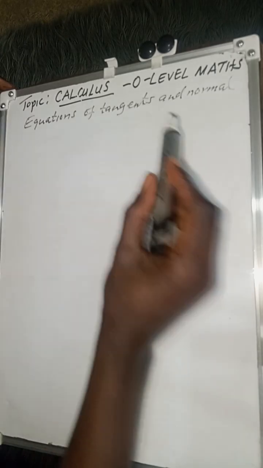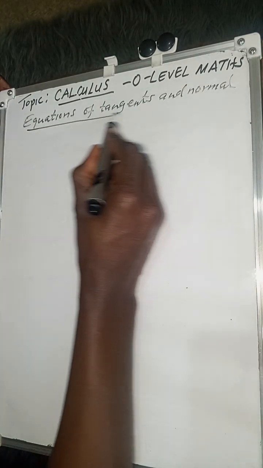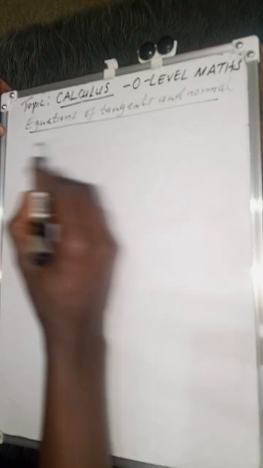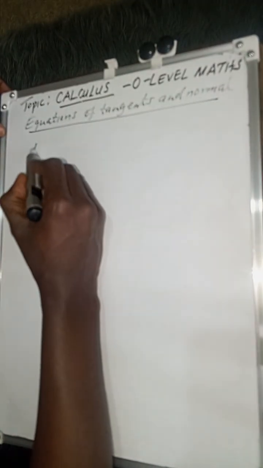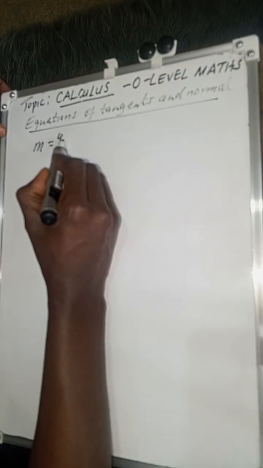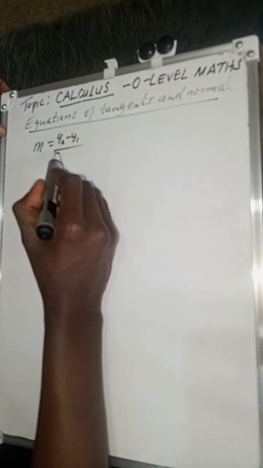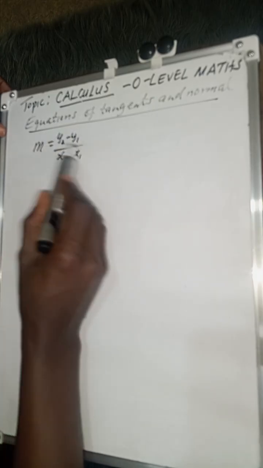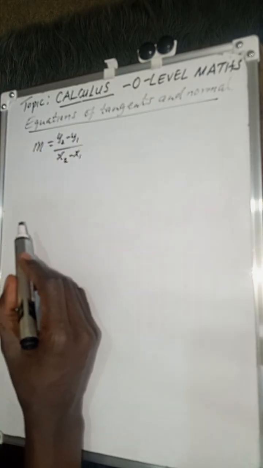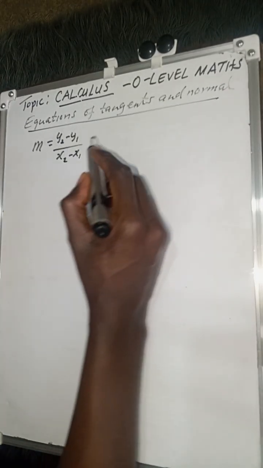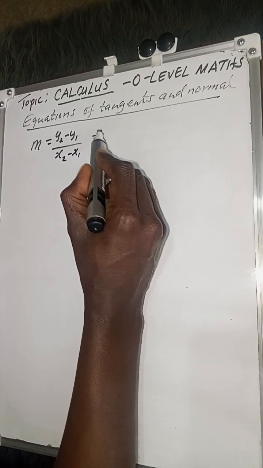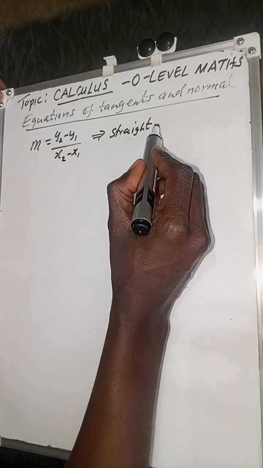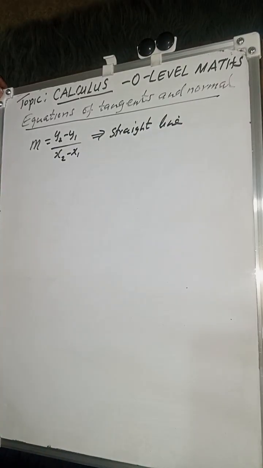Now, if you still remember from your coordinate geometry, it is possible to find the gradient by simply saying y2 minus y1 over x2 minus x1, the change in the y step divided by the change in the x step. Of course, this was applicable when you are dealing with a straight line. This is very much applicable.